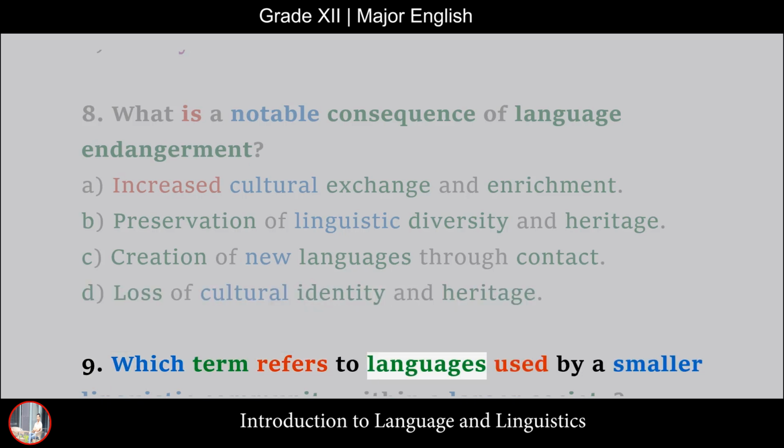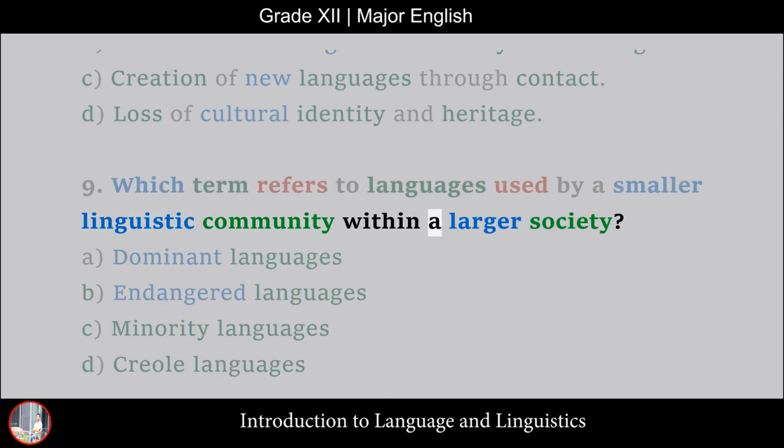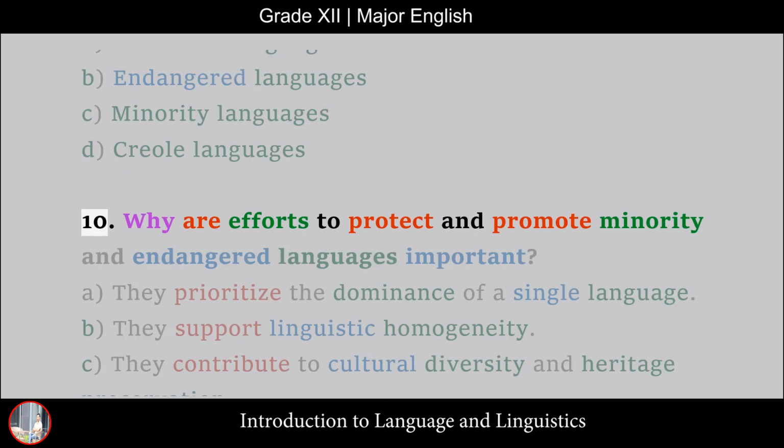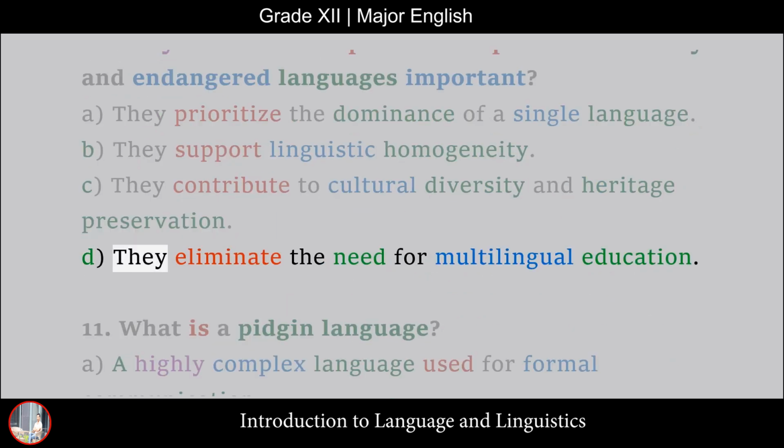9. Which term refers to languages used by a smaller linguistic community within a larger society? A. Dominant languages. B. Endangered languages. C. Minority languages. D. Creole languages. 10. Why are efforts to protect and promote minority and endangered languages important? A. They prioritize the dominance of a single language. B. They support linguistic homogeneity. C. They contribute to cultural diversity and heritage preservation. D. They eliminate the need for multilingual education.